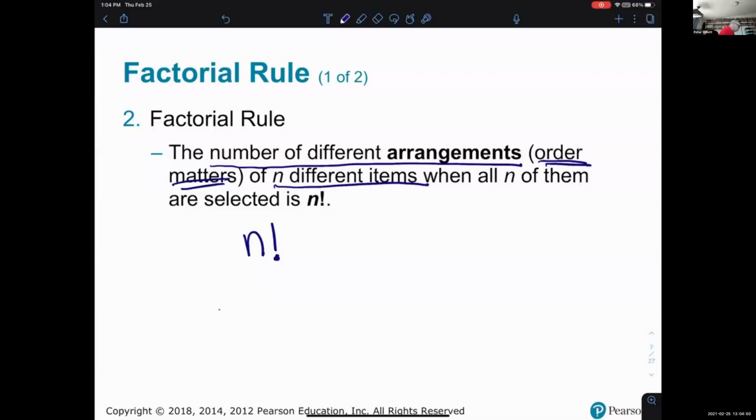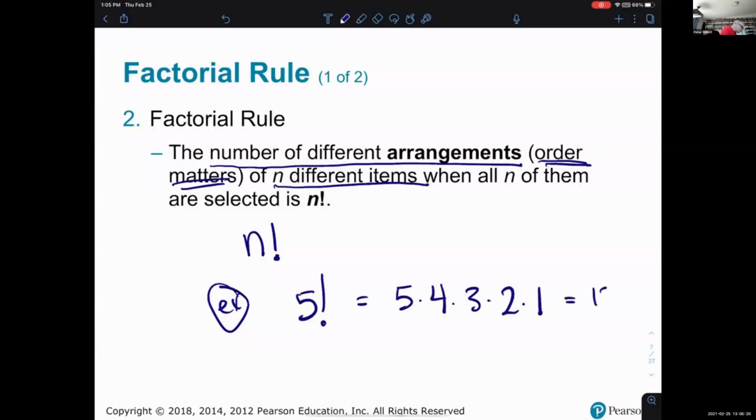So what does this rule mean? When you replace n with a number, like five items, and you write five with the factorial on it, this means you use that five in a calculation. The calculation is that you multiply 5 times 4 times 3 times 2 times 1. So you multiply the number times all the numbers below it down to 1. 5, 4, 3, 2, 1 in this case, and that gives you a result. In this case, that would give me 120.